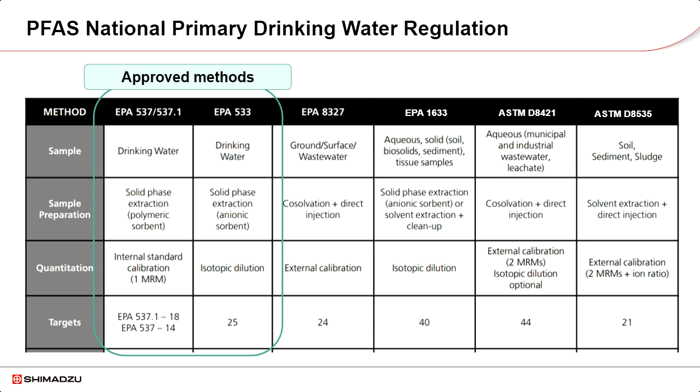The last major difference is how each method approaches quantitation. 537.1, you use an internal standard calibration. For 533, a modified isotopic dilution approach is needed. And it's modified because before making the final calculations, you need to confirm that the compounds that will be used in the isotopic dilution calculation have good recovery through your method.